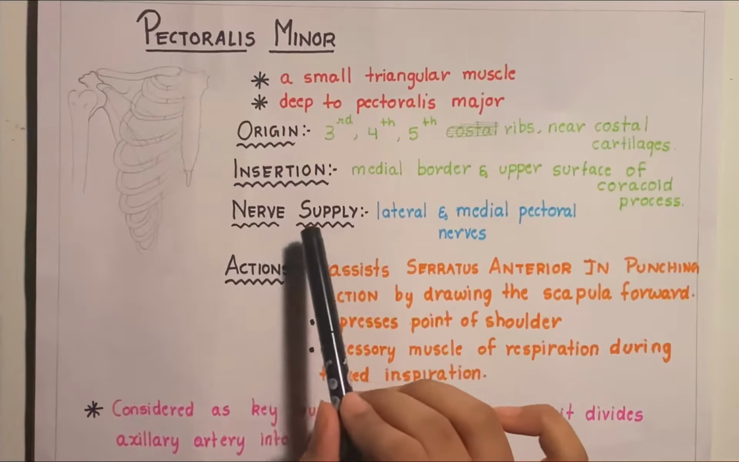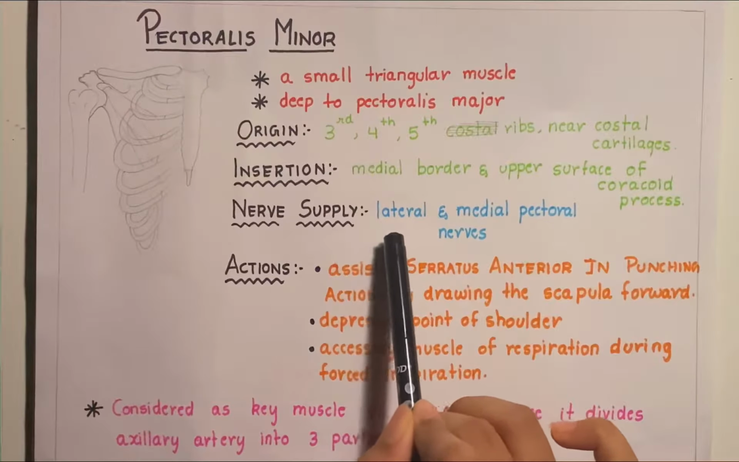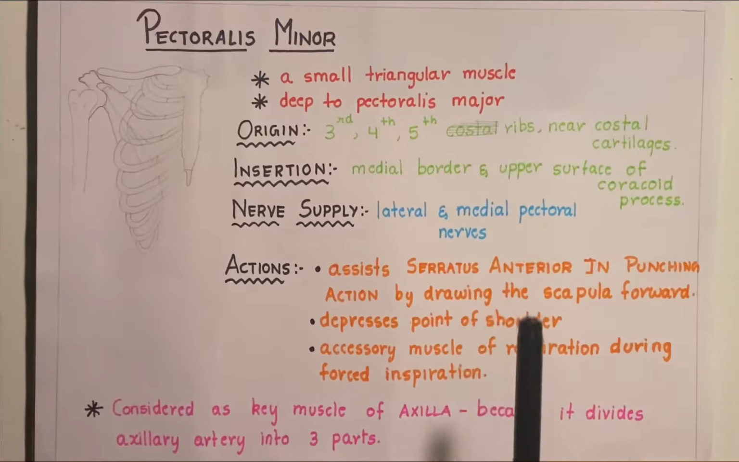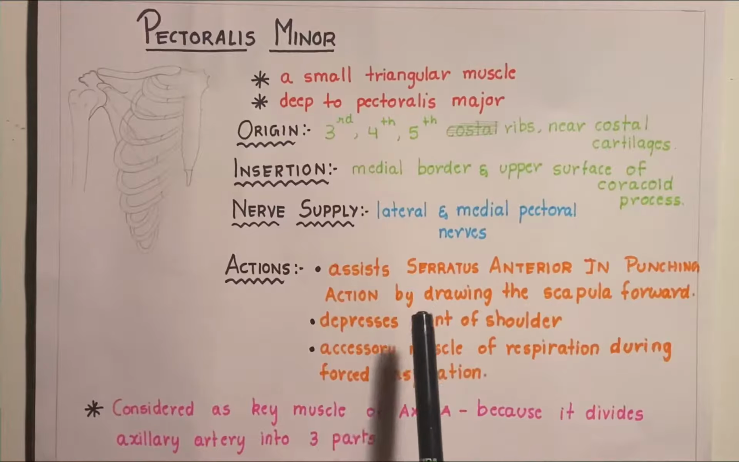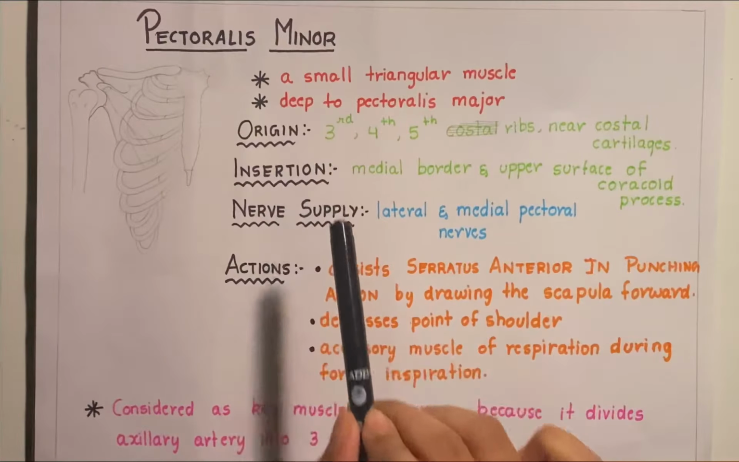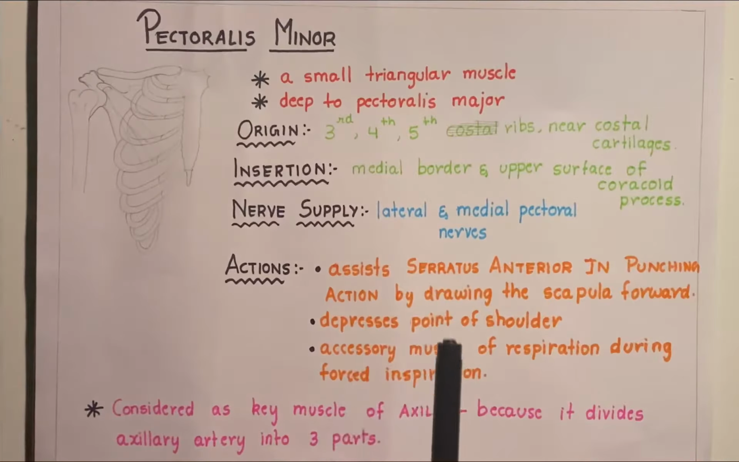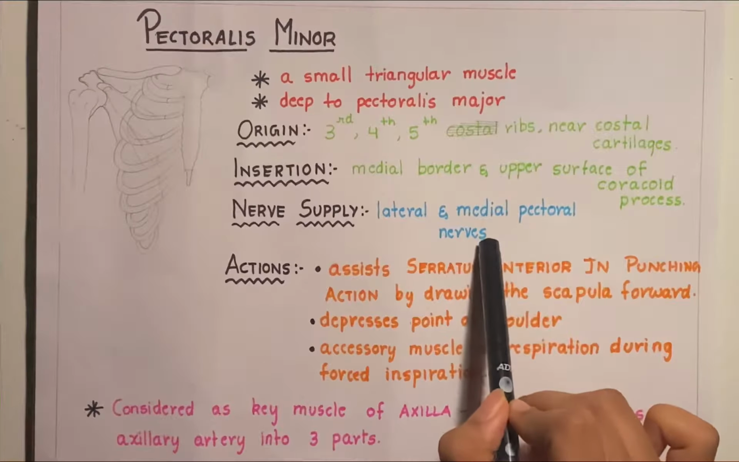Now, coming to the nerve supply, the pectoralis minor muscle is supplied by the lateral and medial pectoral nerves. I've stated in the previous video as well that pectoralis minor muscle and pectoralis major muscle have the same nerve supply. That is, both of them are supplied by the lateral and medial pectoral nerves.